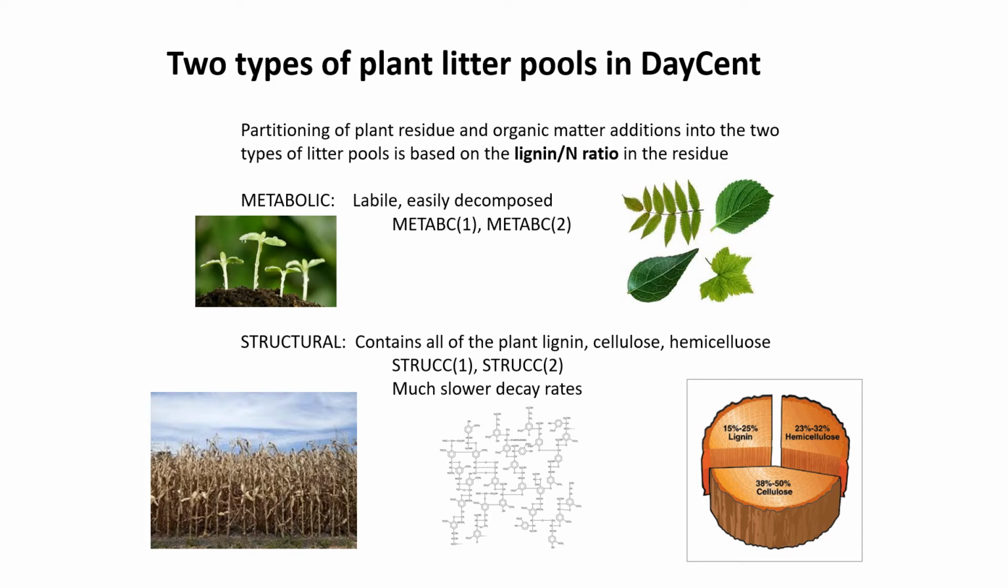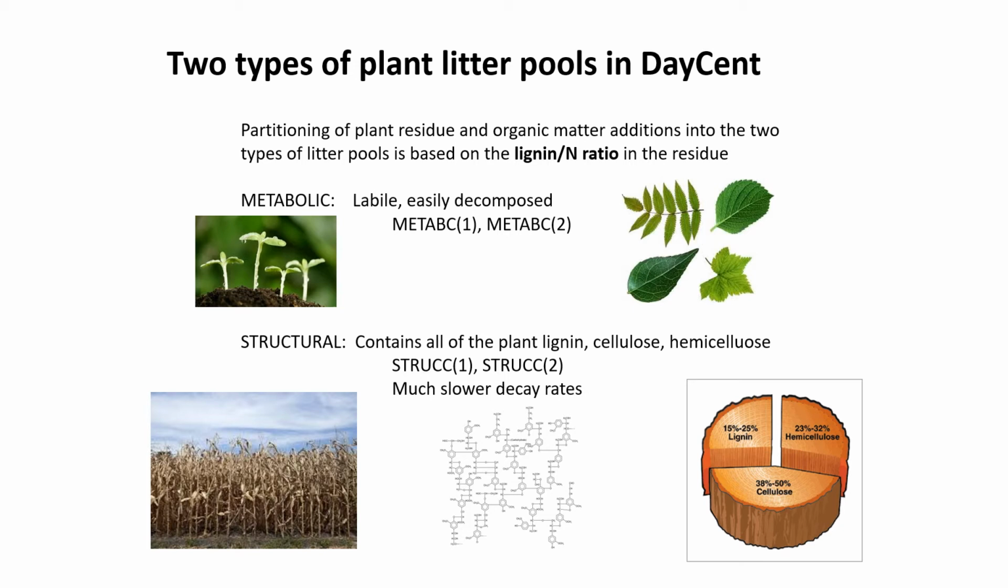Okay, I'm going to go into more detail about some of the pools in DayCent that you've heard me talk about. Plant litter. When a plant first dies and that material falls to the ground, it hasn't decomposed yet, it's still litter. There are two types of litter in the DayCent model: the metabolic pool and the structural pool. The metabolic pool is called labile, or easily decomposed, and in the model its variable name is METABC. There's an above and a below ground component of the metabolic litter.